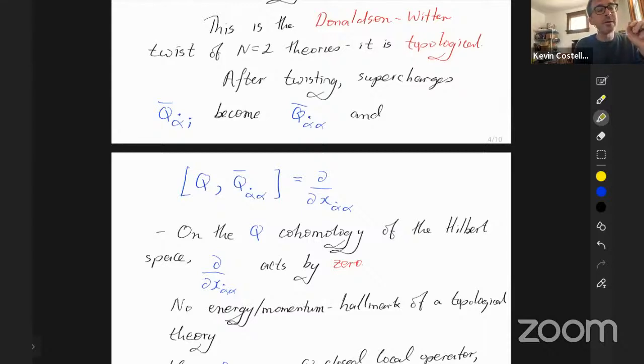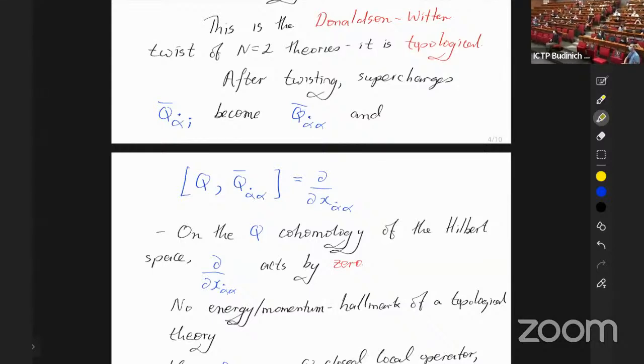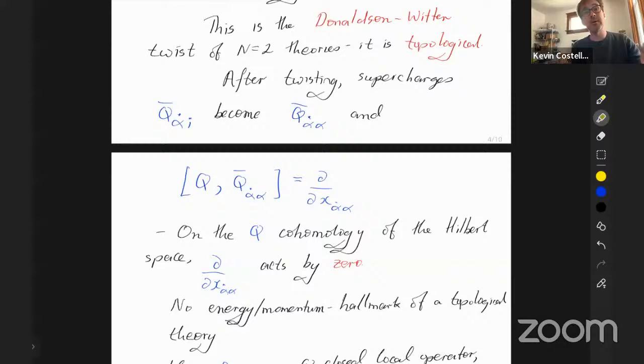Sorry if that was awkward. Hello, can you hear me? Yes. So you had the index I for the SU(2)_R and an index alpha for the SU(2)_+. Why are you allowed to call them the same letter and then treat them as if they're in the same space? Because you take a trace at some point in defining Q, right? The scalar. Right. That's right.